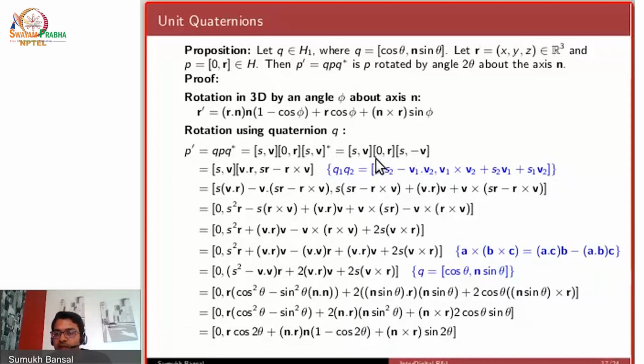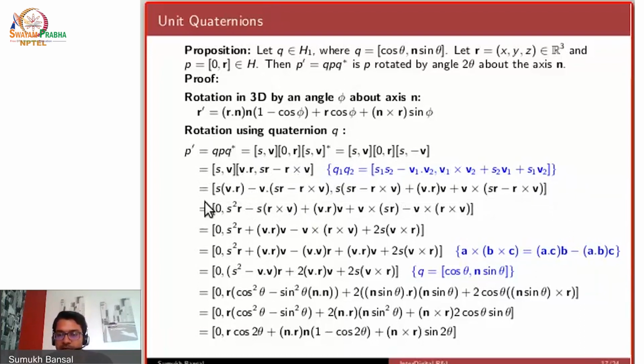If you expand this term using quaternion multiplication, this is the expression you get. And maybe it's a good idea to just grab a pen and paper and try it out on your own. It should not be very difficult, but let's take a look at what the steps are. This is what you get if you multiply these two quaternions, and then multiplying again with the resulting quaternion, you end up with this expression.